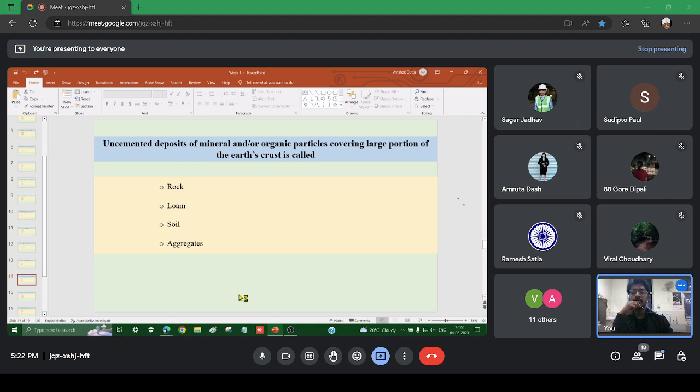Next question is, uncemented deposits of mineral and or organic particles covering large portion of the earth's crust is called. I repeat, uncemented deposits of mineral and or organic particles covering large portion of the earth's crust is called. The options are rock, loam, soil, aggregates.